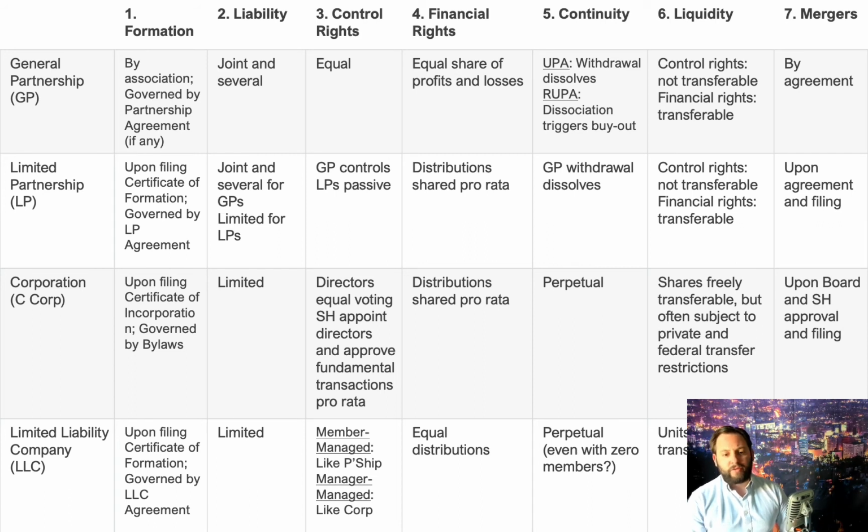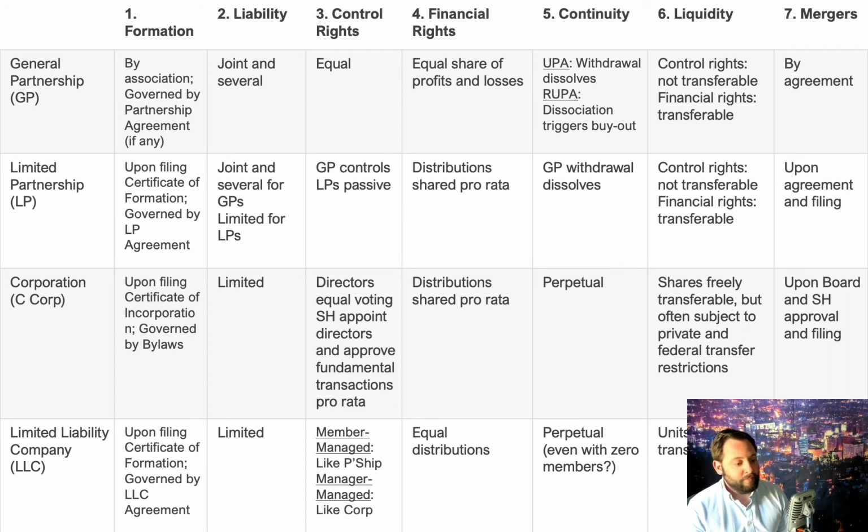A C corporation, meaning a tax-paying corporation, a corporation that's seen by the IRS as its own tax entity, is also formed by incorporation, by filing of a certificate. It's governed by bylaws, which are critical documents explaining how the company will be run. An advantage to a corporation is every shareholder, every owner gets limited liability, although they are set up in a hierarchical control structure. The directors are going to control the company.